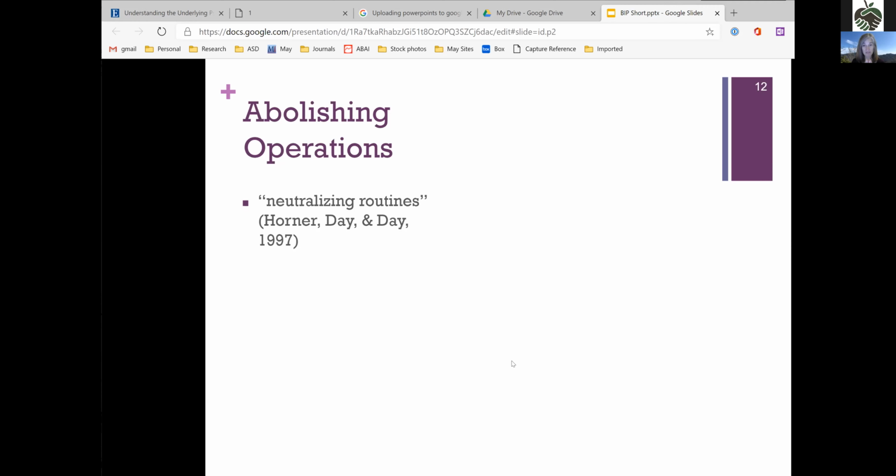And so that's where this thing called a neutralizing routine comes in. Rob Horner is an incredible psychologist out in Oregon, and he really developed this term. And what a neutralizing routine is, it's something that you do when you know that that setting event has happened. You can think about a neutralizing routine as something that you insert between that setting event and whatever the trigger is.